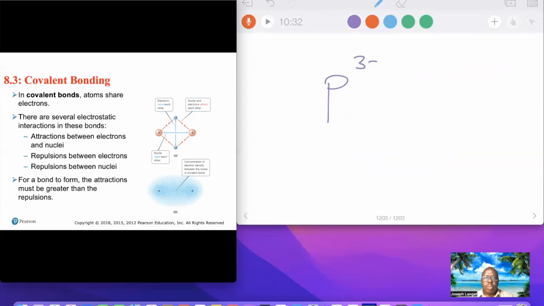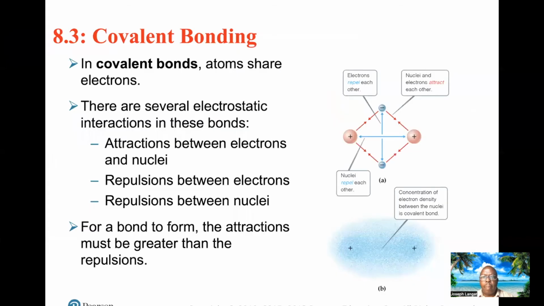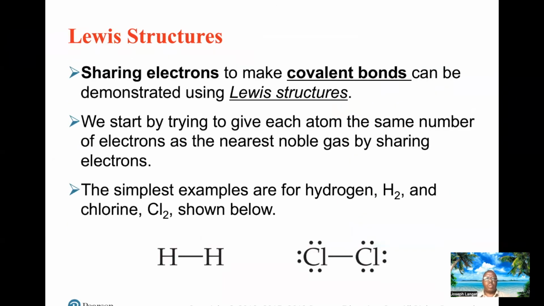Now, let's move on to section 8.3, covalent bonding. A covalent bond is a bond formed between two non-metals sharing their valence electrons in such a way that they end up with 8 electrons. That means to fulfill the octet rule. Octet rule, sharing of electrons between two or more non-metals.